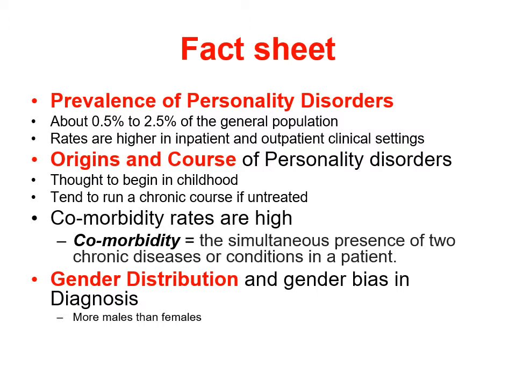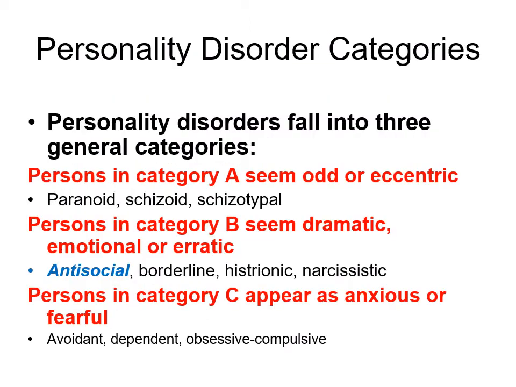They do have high comorbidity rates, which means that you will find individuals with personality disorders also exhibiting other mental disorders. They tend to be more prevalent in males than they are in females, even though some specific personality disorders will be more in females than males. It kind of depends.